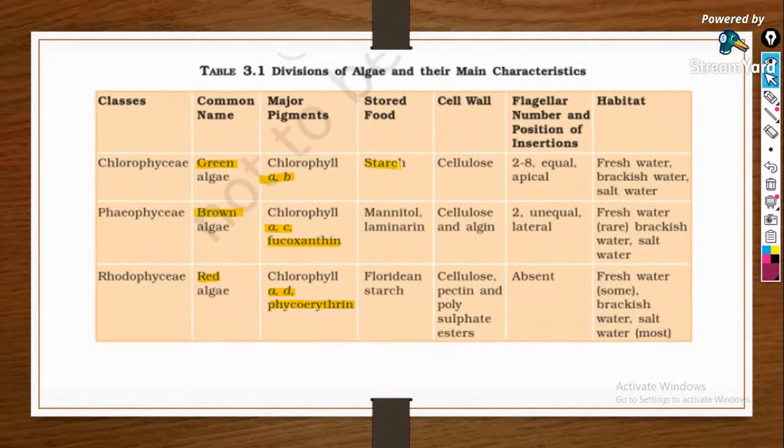The stored food is starch; mannitol and laminarin; and floridean starch similar to amylopectin and glycogen. The cell wall is made of cellulose; cellulose and algin; and cellulose, pectin and polysulfate esters. Flagellar number and position of insertion: 2 to 8, equal and apical; 2, unequal and lateral; absent. Habitat is freshwater, freshwater, brackish water and salt water, and freshwater, some brackish water and mostly salt water.